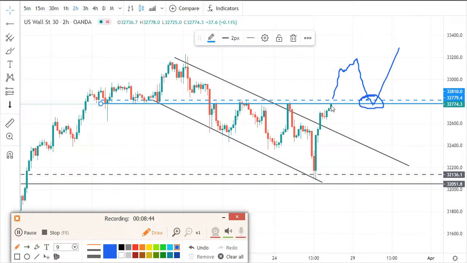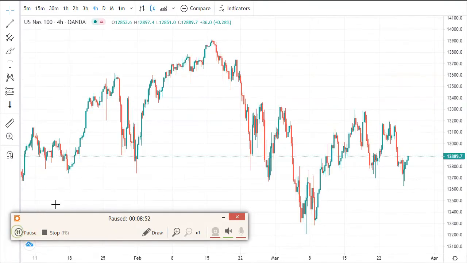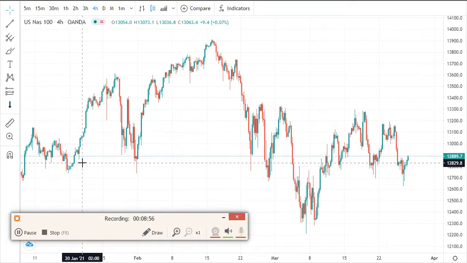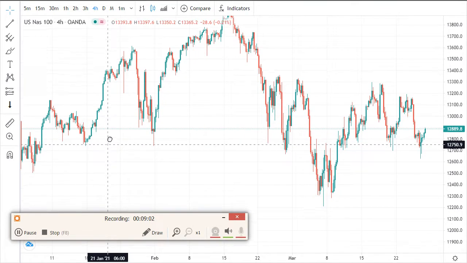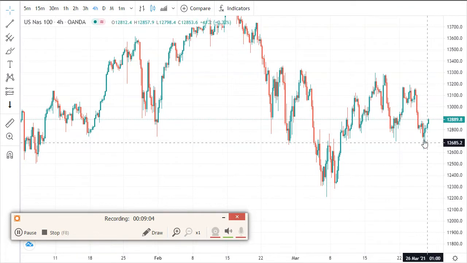US30, I think maybe we covered enough, so I don't want to take much of your time. So let's go straight to NASDAQ 100. Okay, now we are on NASDAQ 100. NASDAQ 100 is still struggling to push higher. So let's see what's really happening here. So let's start with this area.